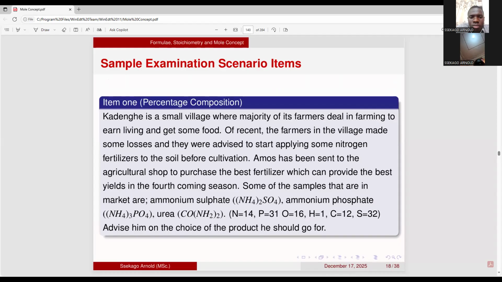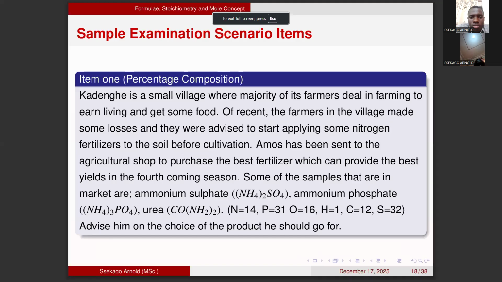starting with item 1. Oh, my screen is visible. Now, for item 1, Kadeng is a small village where the majority of its farmers deal in farming to earn a living and get some food. Of recent, the farmers in the village made some losses and were advised to start applying some nitrogen fertilizers to the soil before cultivation.